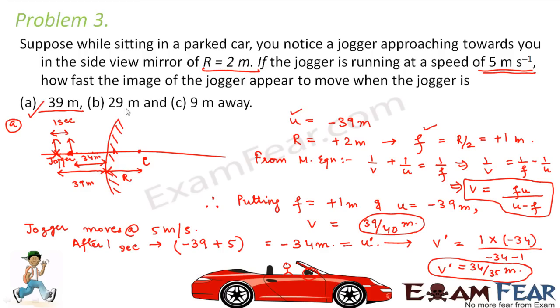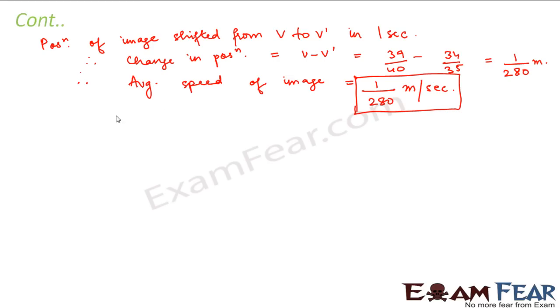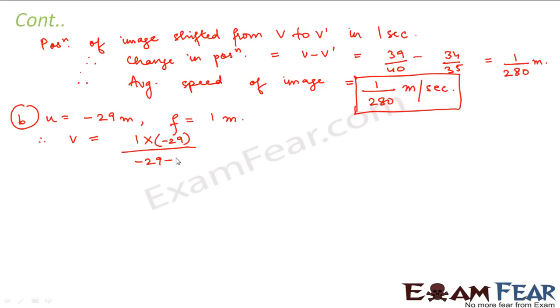Similarly, we can calculate it when the value of u is 29 meters. For example, in the next case, u will be equal to minus 29 meters and the focal length we already know is 1 meter. So we can calculate the position of the image, which will be 1 into minus 29 divided by minus 29 minus 1, which is equal to 29 by 30 meters. Now again, what happens after 1 second? After 1 second, u will be equal to minus 29 plus 5, because the jogger moves at 5 meter per second. So this would be equal to minus 24 meters.